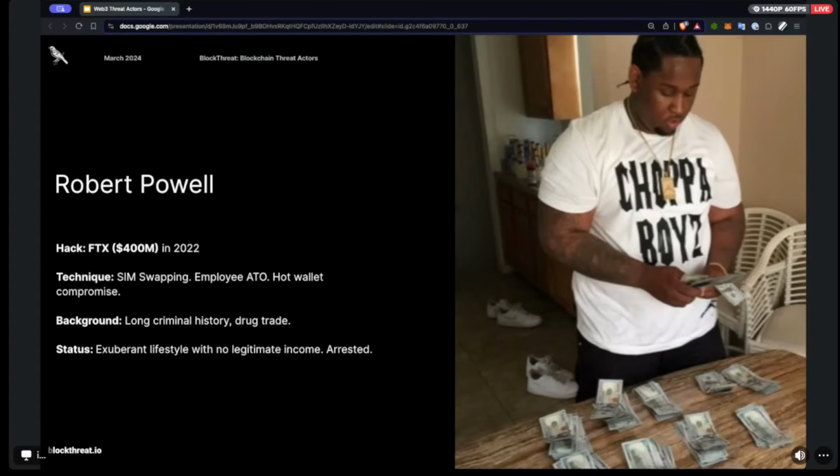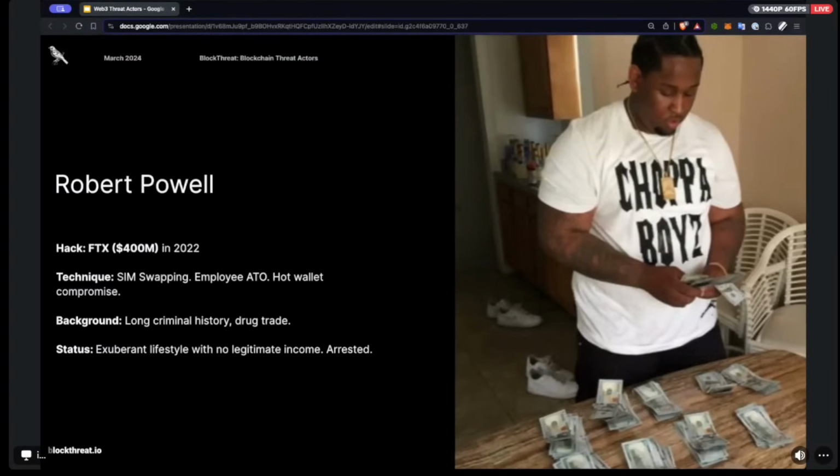Some examples. The famous FTX hack, right? $400 million stolen in the midst of the bankruptcy proceedings. It was a crazy mess. Someone was able to SIM swap one of the employees, take over their accounts, perform a hot wallet compromise, and steal $400 million. It's a really good article, feel free to reach out, about how the team was racing to save even more. It was like $1 million at risk. So it was a hot mess.